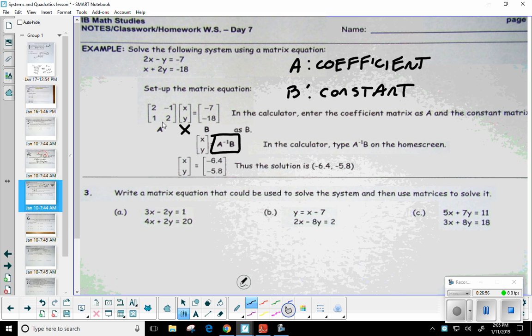So what I could type in the calculator is matrix A, 2, -1, 1, 2. Make sure it's an inverse. And then I'm going to multiply it by -7, -18. As soon as I do that, it's immediately going to give me the answer. Now, I'm not going to show you this by hand. Does anybody remember how to multiply matrices by hand? Did anybody ever do that at one point? Did your teacher show you?